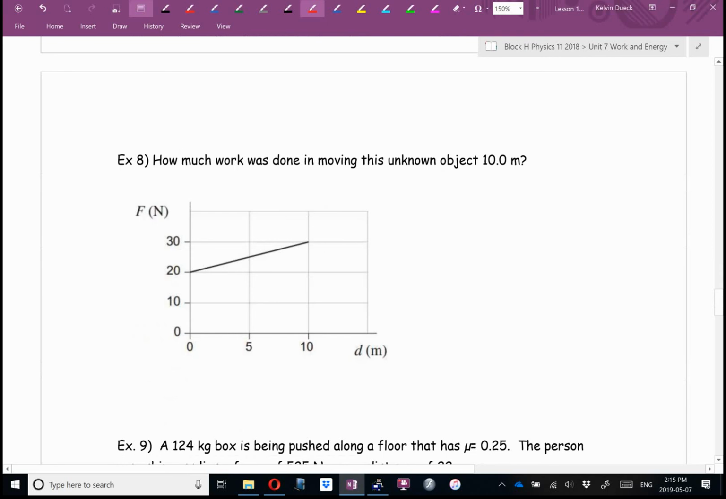Example 8. How much work was done moving this mystery object 10 meters? Well, it's going to be that area right there. Is that a rectangle? Is that a triangle? What shape is that? I'm going to break it up into a rectangle and a triangle.